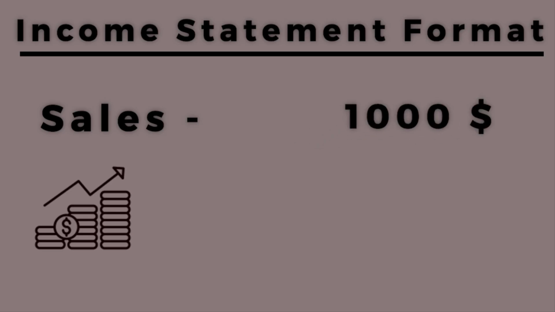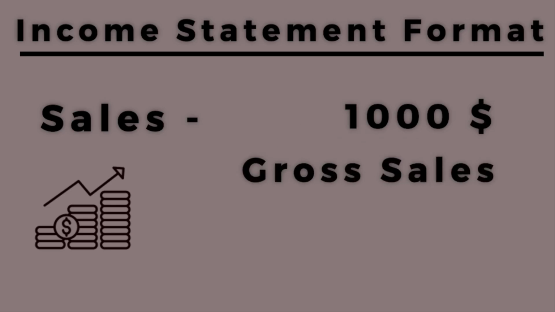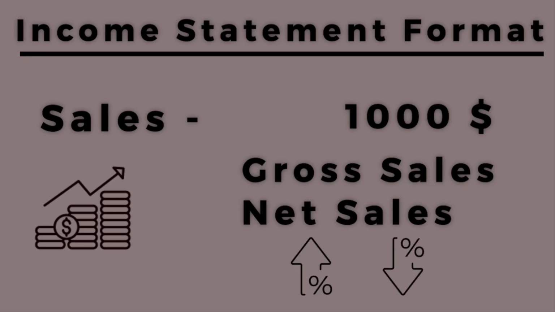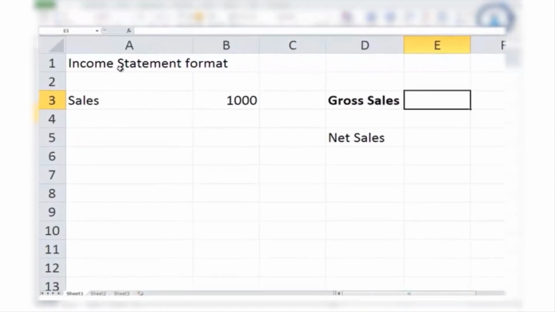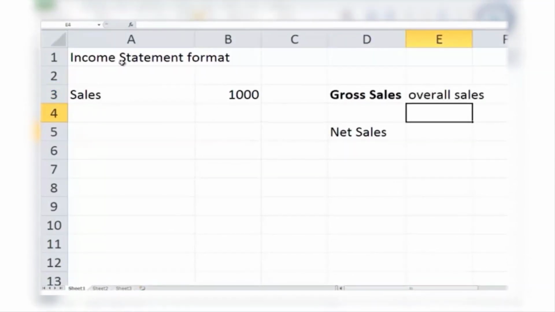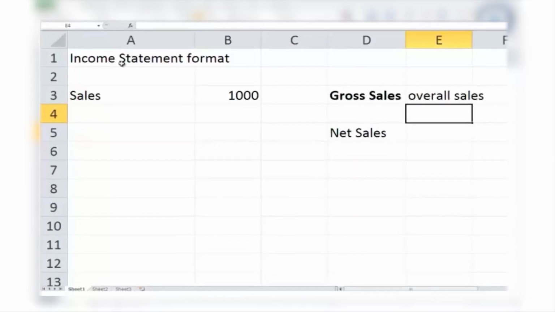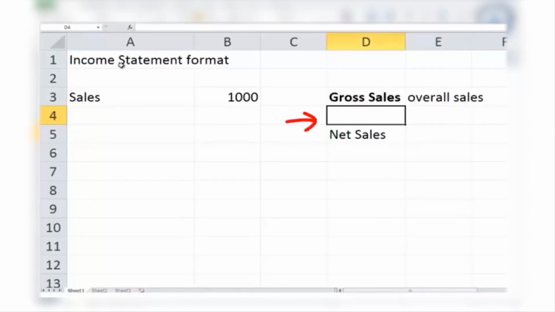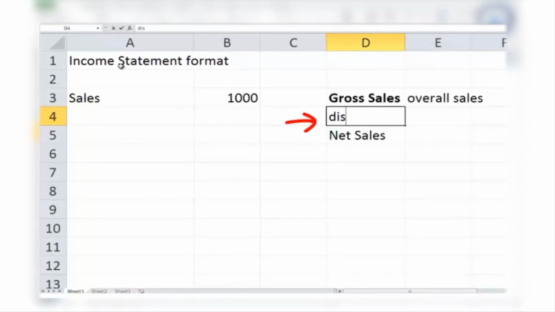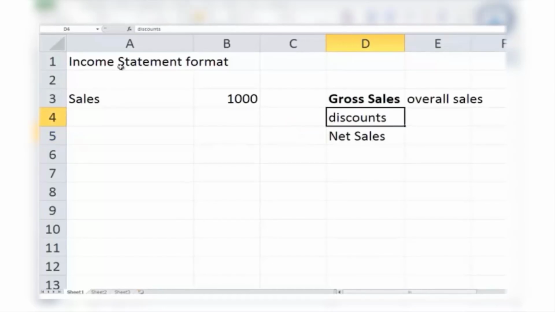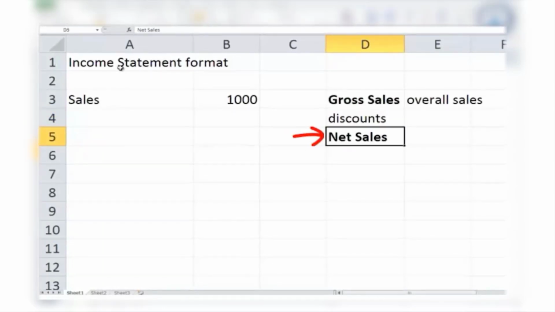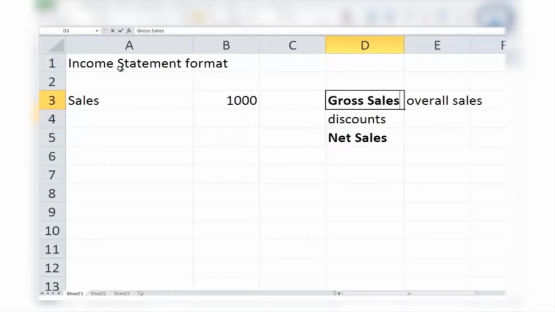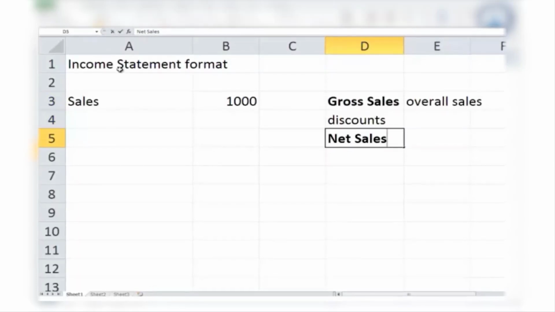When we talk about sales, we have frequently seen terms like gross sales and net sales being used often. What is the difference between the two? Essentially, gross sales is the overall sales of the company without any discounts or any other associated taxes related to sales. If we adjust this gross sales for specific discounts, the term that we get is net sales. So gross sales minus discounts is essentially net sales.